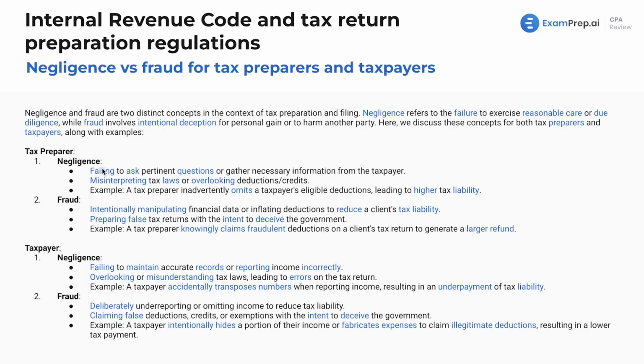Here, we've got the differences. So for tax preparers, what would negligence constitute? That would be failure to ask pertinent questions or to gather necessary information from the taxpayer. If you've got a tax client and you know that they generally are working and they have W-2s, but you don't ask for their W-2s, that would be negligent. You just didn't ask for the W-2, and that's not going to get reported. As such, taxes will be understated.